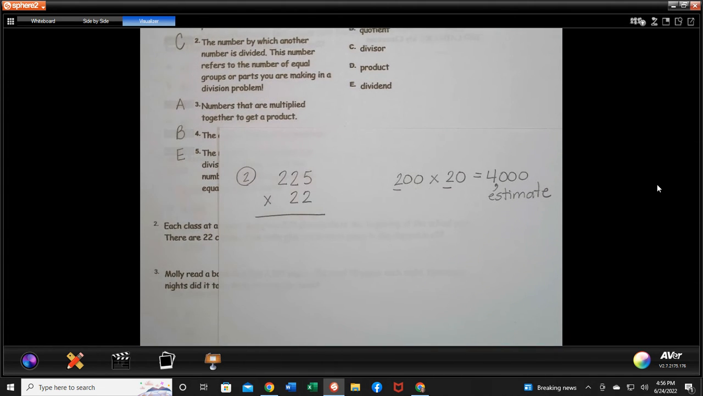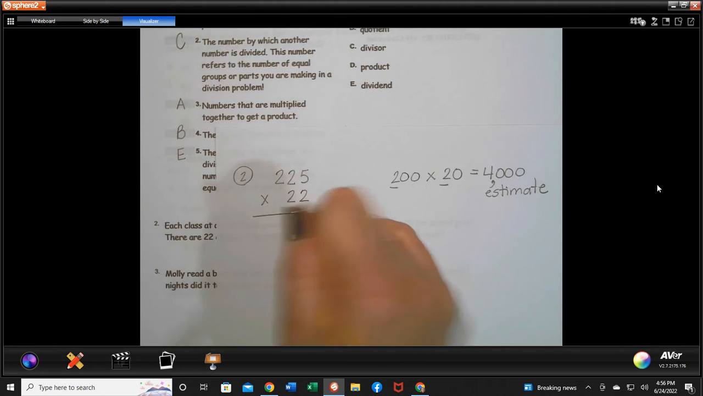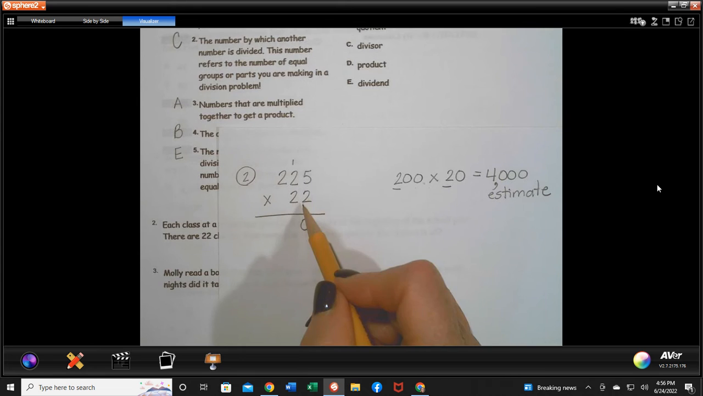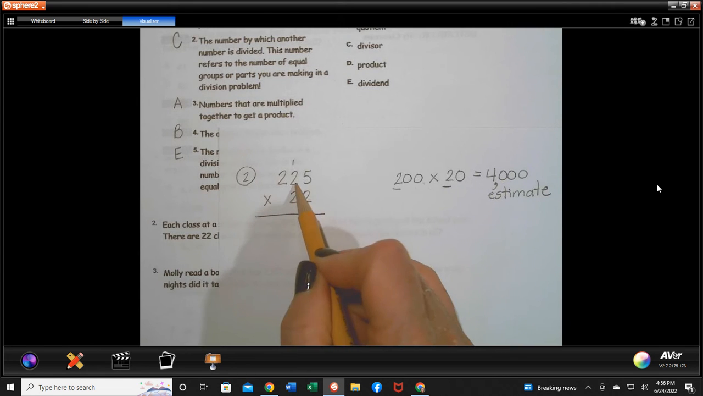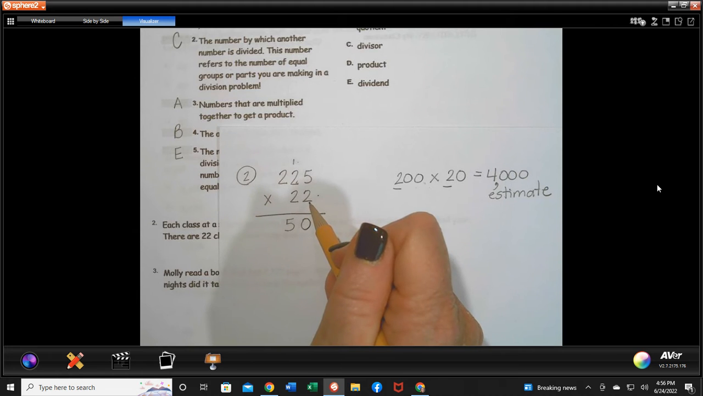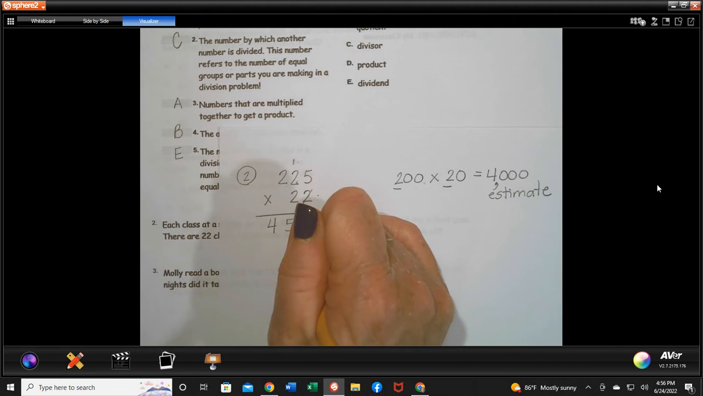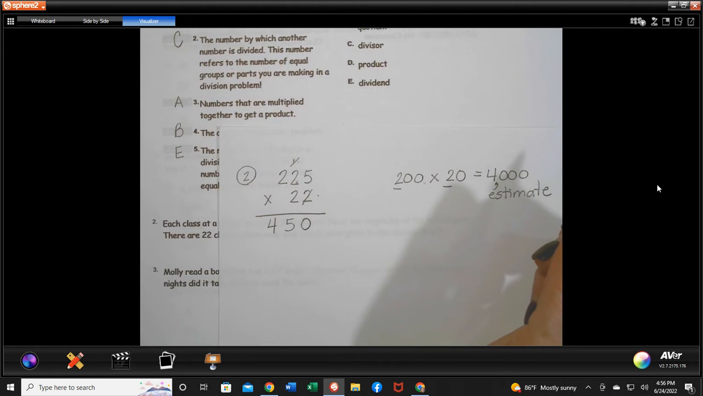All right, so we start multiplying by the 2 in the ones place. 2 times 5 is 10. Regroup that 1. We then move to the tens place. 2 times 2 is 4, plus the 1 we regrouped is 5. We move over to the hundreds place. 2 times 2 is 4. All right, we're done multiplying by the 2. We mark out anything we regrouped.